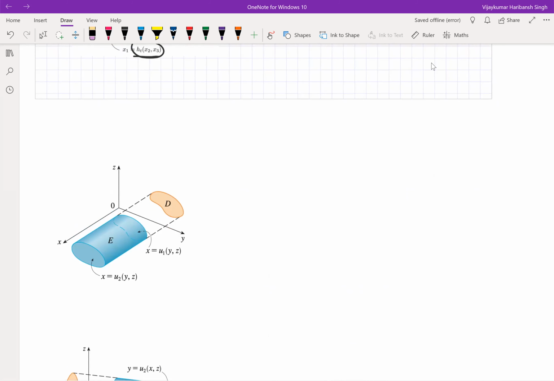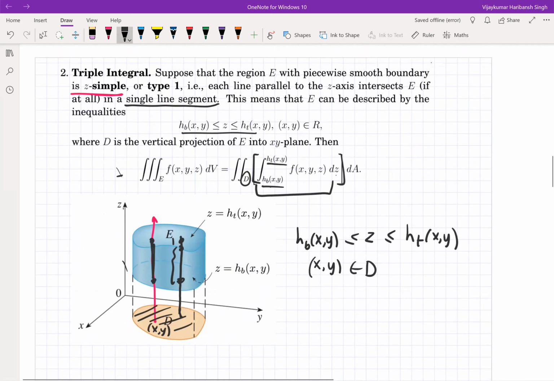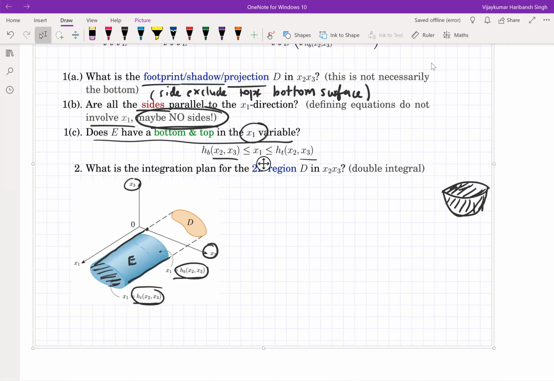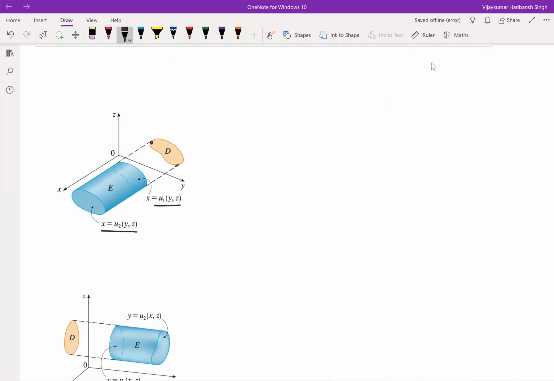Again, look at this region. This is an example of your x is between u1 and u2, right? And then you basically check the other things. So the footprint is D, the sides are parallel to the x direction. Yes, indeed they are. You see, so these sides are parallel to the x direction.